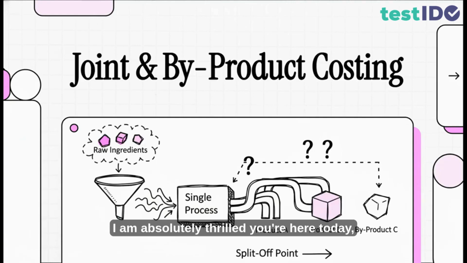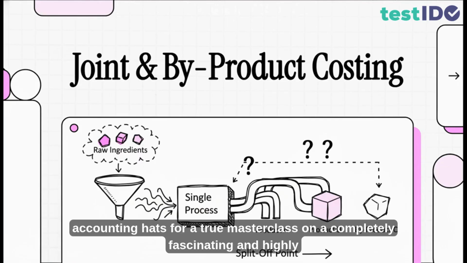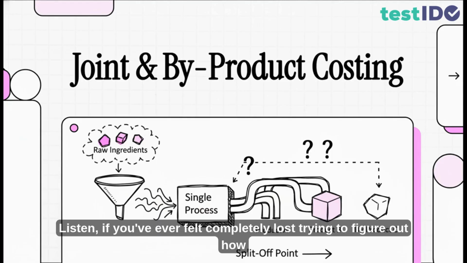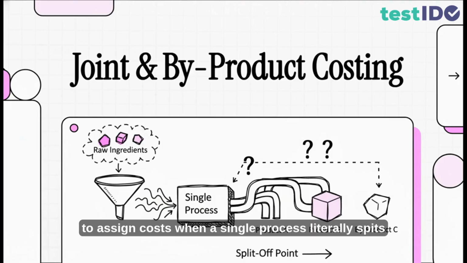I am absolutely thrilled you're here today, mostly because we're putting on our managerial accounting hats for a true masterclass on a completely fascinating and highly testable topic in the CMA Part 1 syllabus, joint and byproduct costing. Listen, if you've ever felt completely lost trying to figure out how to assign costs when a single process literally spits out multiple different items, you are in exactly the right place.